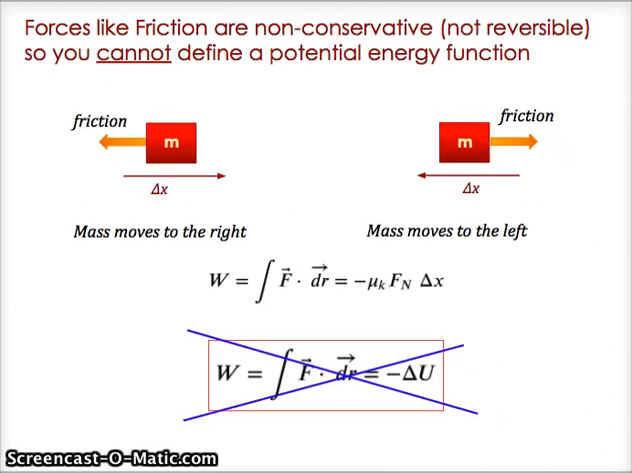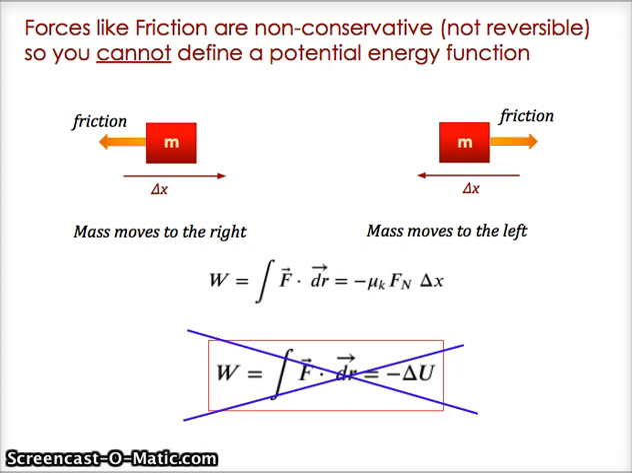Not all forces, of course, are conservative, otherwise we wouldn't bring up the term. Friction is definitely a non-conservative force. It's not reversible. If I take an object and slide it across the table to the right, there's a frictional force pointing to the left. And so if I wanted to calculate the work done by friction, I would take the force of friction, mu times the normal force, times the displacement, and then there would be a negative sign because the force and the displacement point in opposite directions.